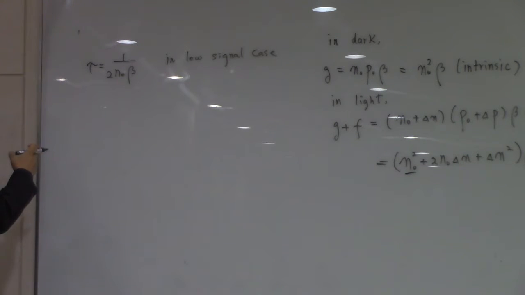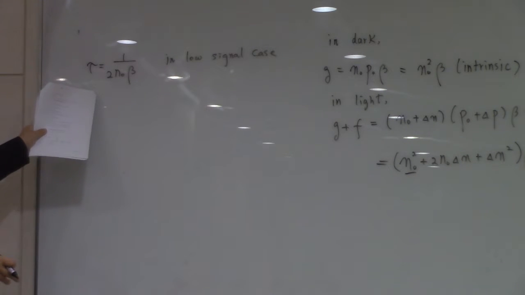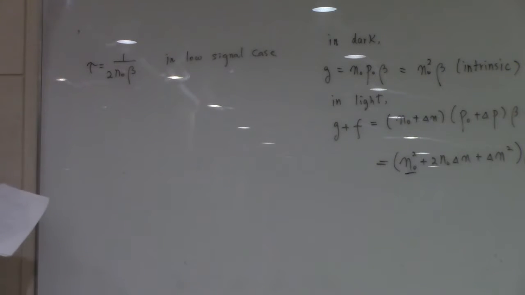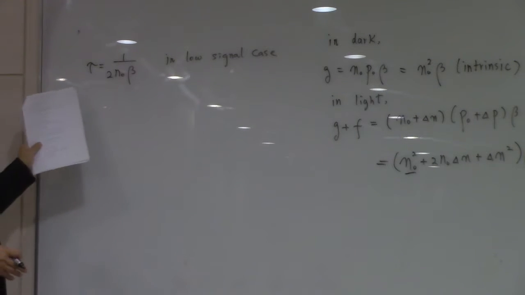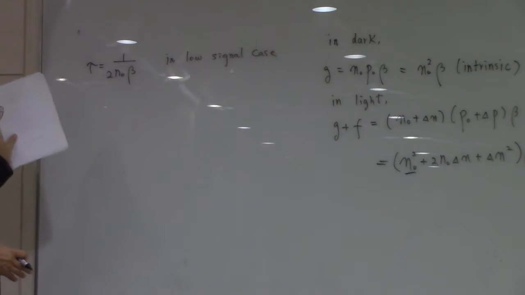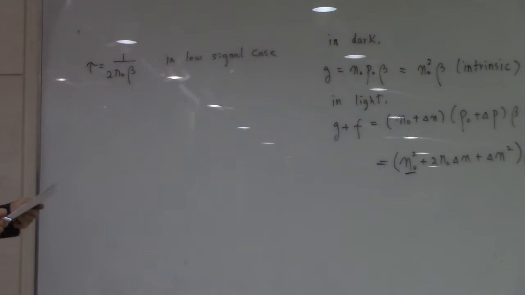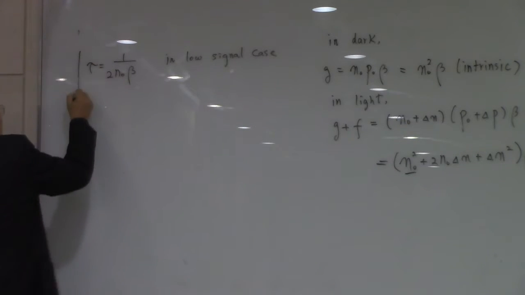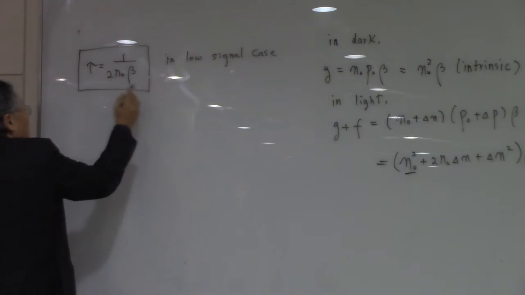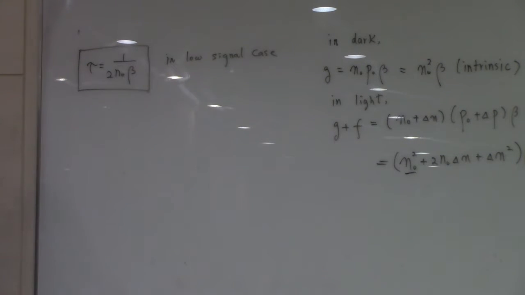If you look at this equation, you can see that the lifetime for the photoconductivity is not a function of light intensity. Okay, its original population of electrons is important in a low signal case.